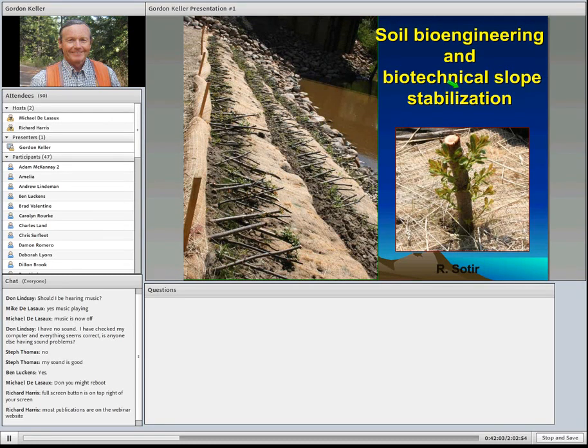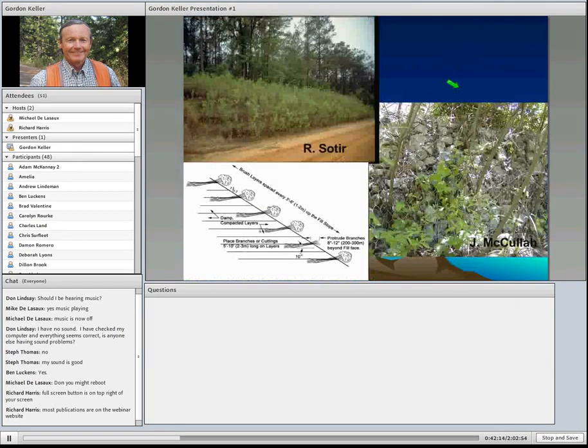The treatments where you may be putting in layers of brush or some sort of live stakes, things like this. This was a brush layering treatment. Robin Sotier sent me this photo a while back of just layers of brush that then have grown up for a couple years and get a really nice dense mat of vegetation. Here are some gabion structures that are mixed with live stakes that John McCullough sent me.